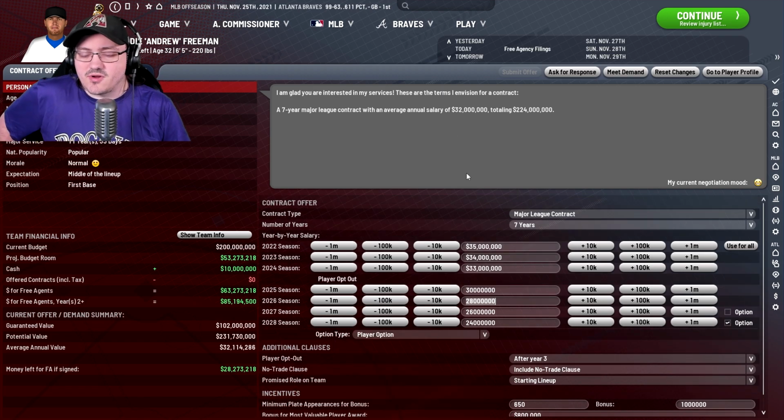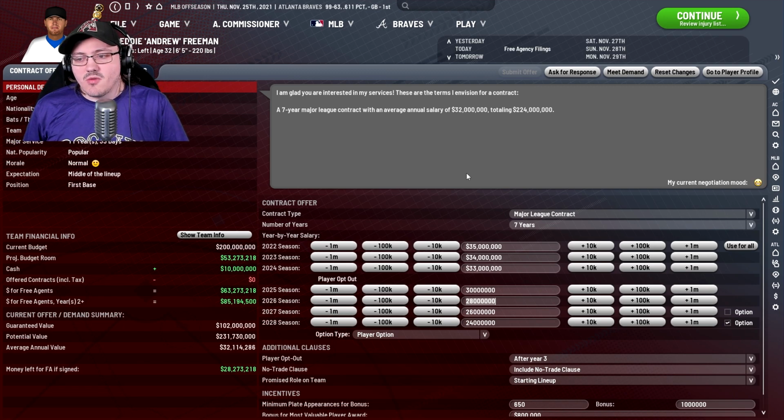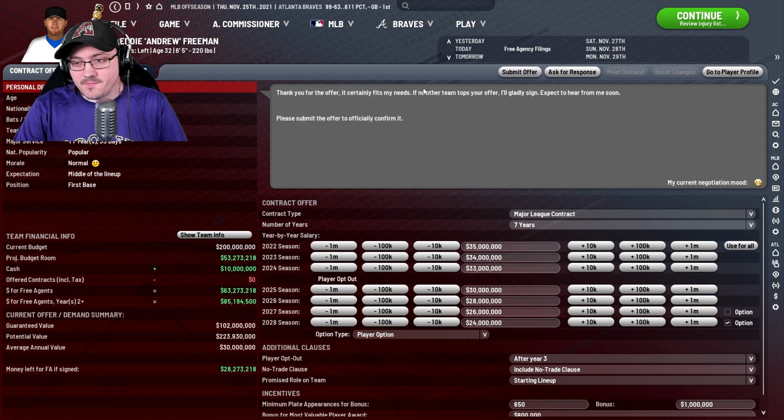This isn't too bad. We're giving him a lot for the first couple of years, but we are right now in a dynasty mode. We're pretty well settled for our team. We've got good pitching. We've got some decent hitting. We just need to get him back. So let's go ahead and ask for a response, and we'll see if he likes it. And he said it fits his needs. If another team tops the offer, he'll let us know. So we can go ahead and submit our offer.